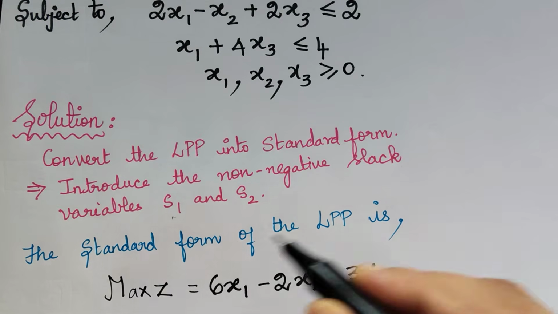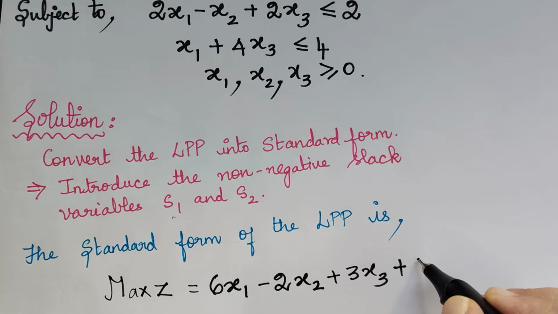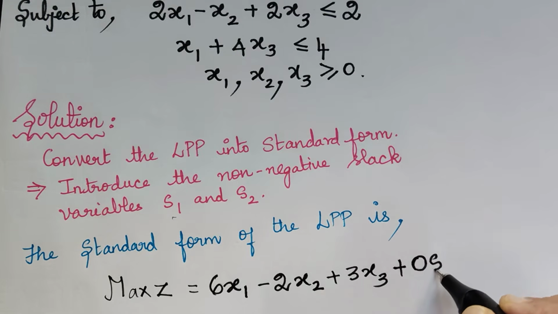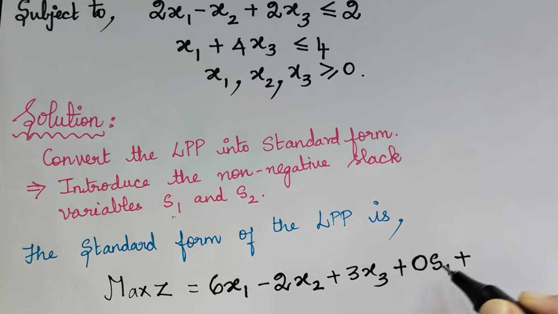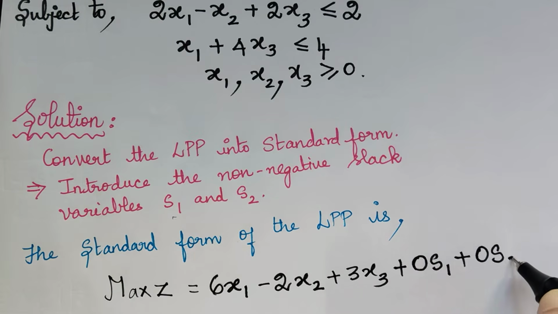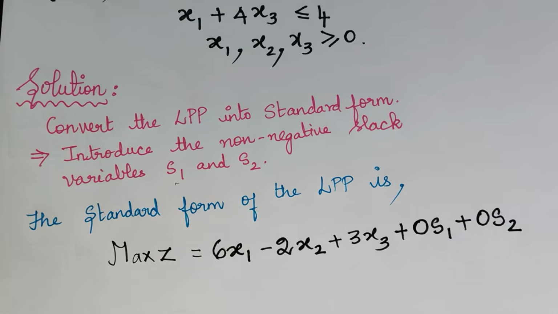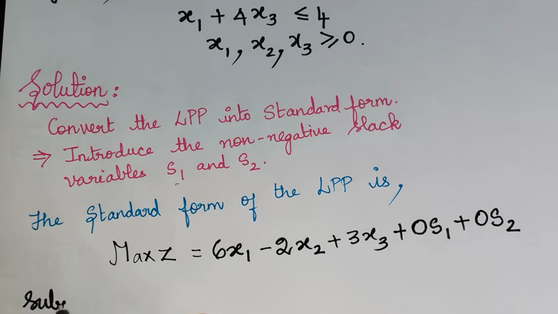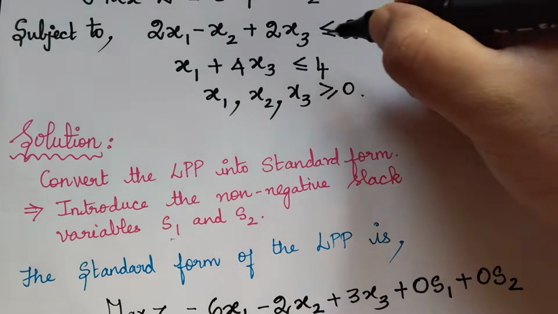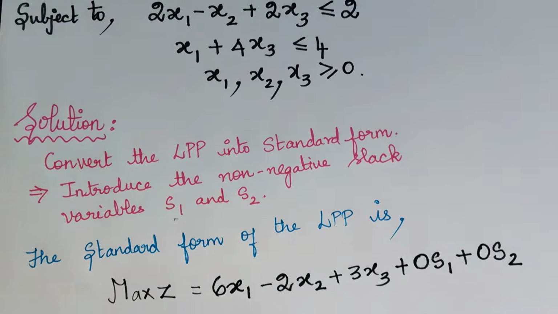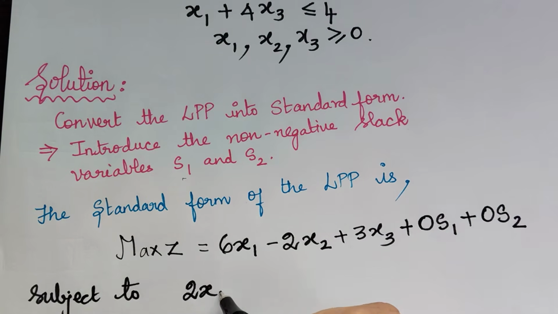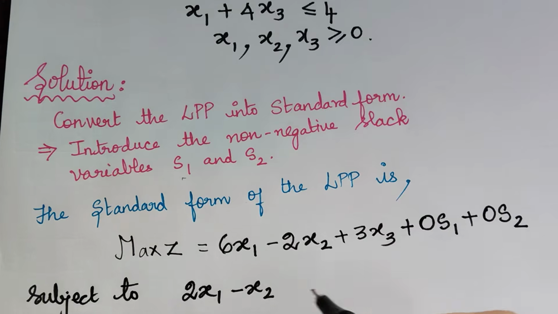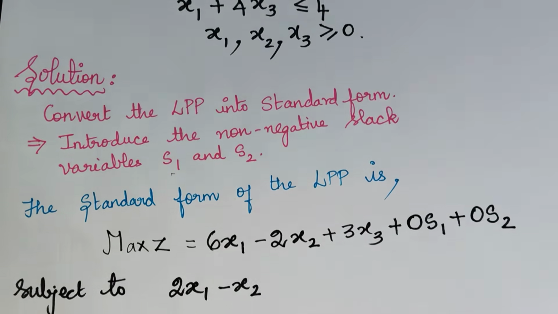Now we are adding two slack variables. Both have to be added with coefficient 0 in the objective function. So 0s1 plus 0s2. Next, subject to the constraints. The first constraint is 2x1 minus x2 and then plus 2x3.